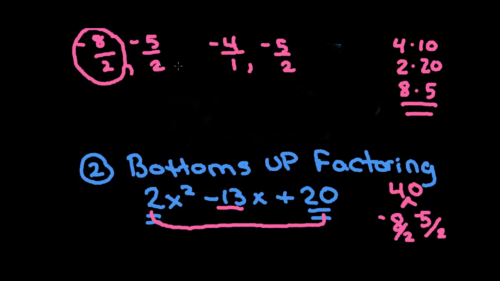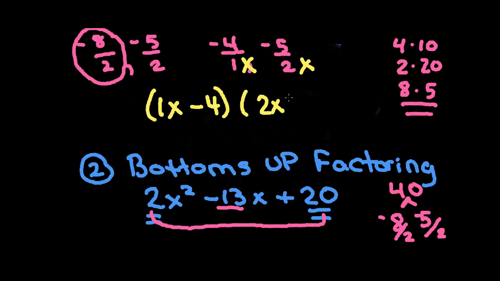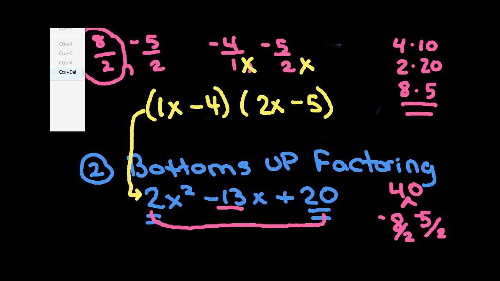Then I do bottoms up, which is where I put the x with the bottom number, and I do the bottom first, and then minus or plus the top, depending on what the sign is up here. So 1x, and then the top minus 4, and 2x, and then the top minus 5. And that's the factored form of this guy right here. And there's more examples of that if you watch our factoring video on bottoms up factoring. All right, so that is our second possibility for factoring when you see 3 terms.